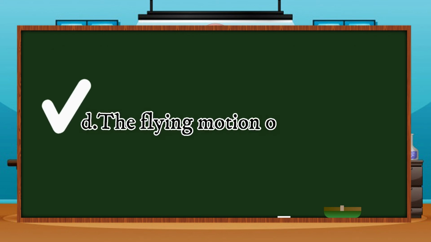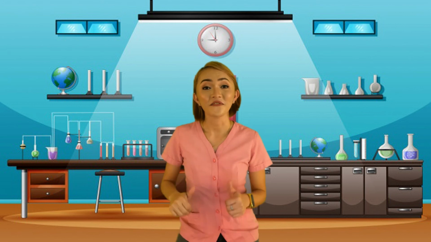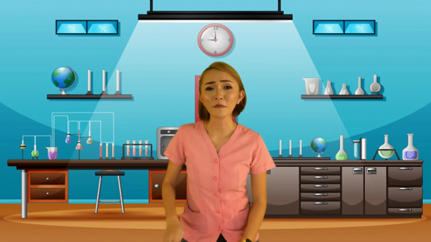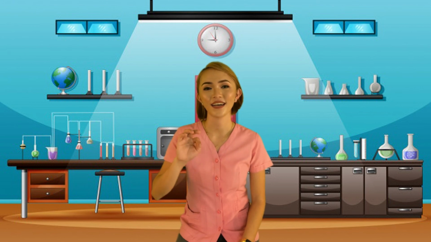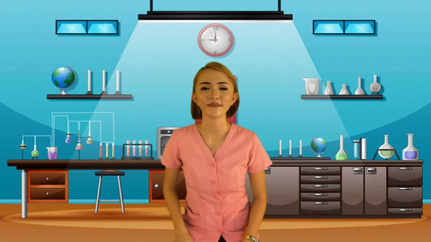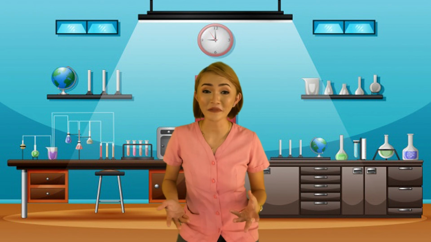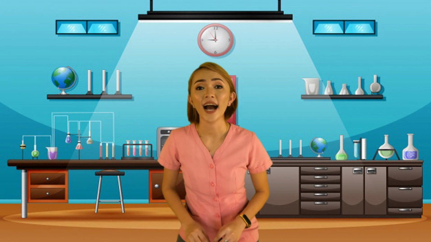And the correct answer is D. The flying motion of the bird. Did you get the perfect 5? Very good. How about 4? 3, 2, and 1. Whether your score is high or low, it doesn't matter. The most important is that you listened and you learned something today.